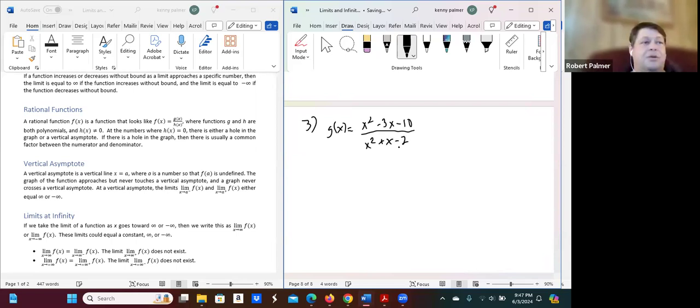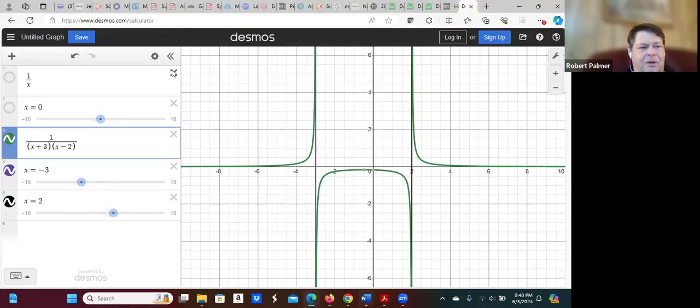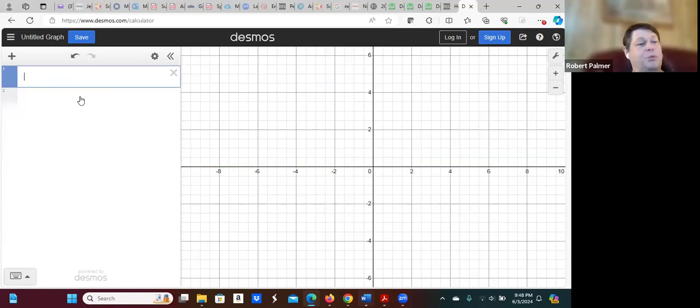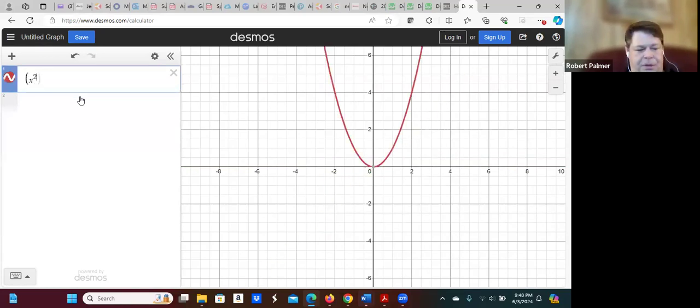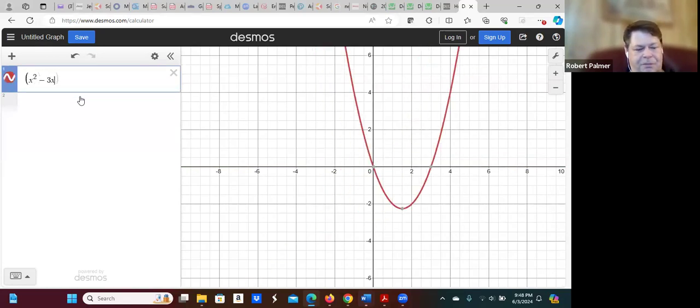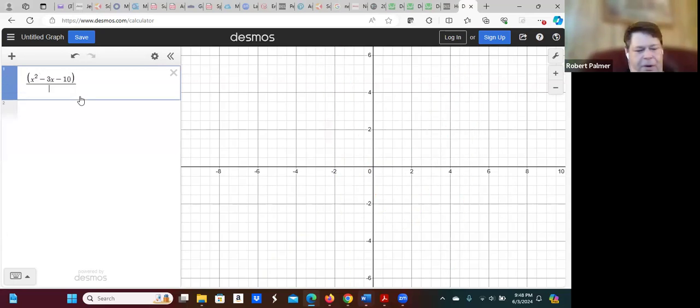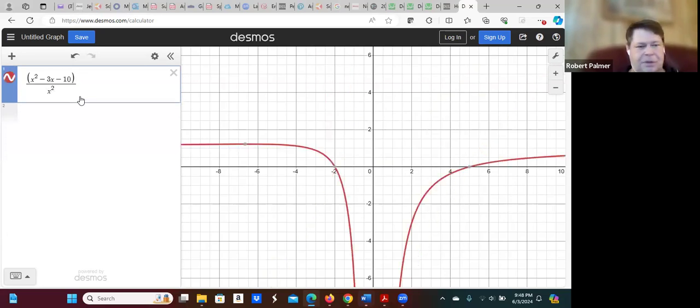Now, a good thing to do when you have something like this, right now we're not yet exactly sure where our denominator is going to be 0, so let's graph it and get an idea of what it looks like. That can often lead us in the right direction. So I'm going to close all these. We'll put something in the numerator, we need parentheses: x squared minus 3x minus 10, and then that's divided by x squared plus x minus 2.